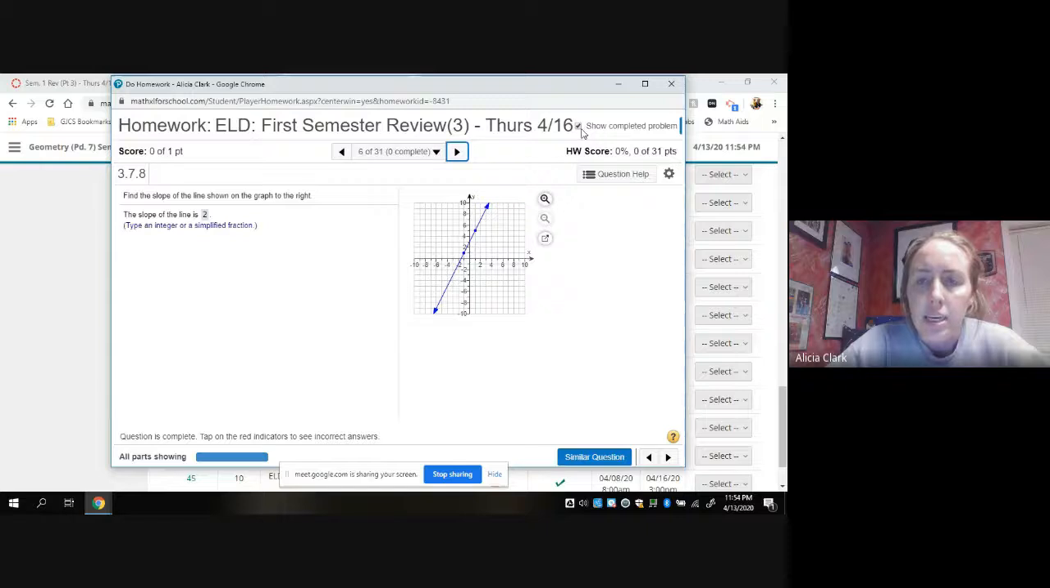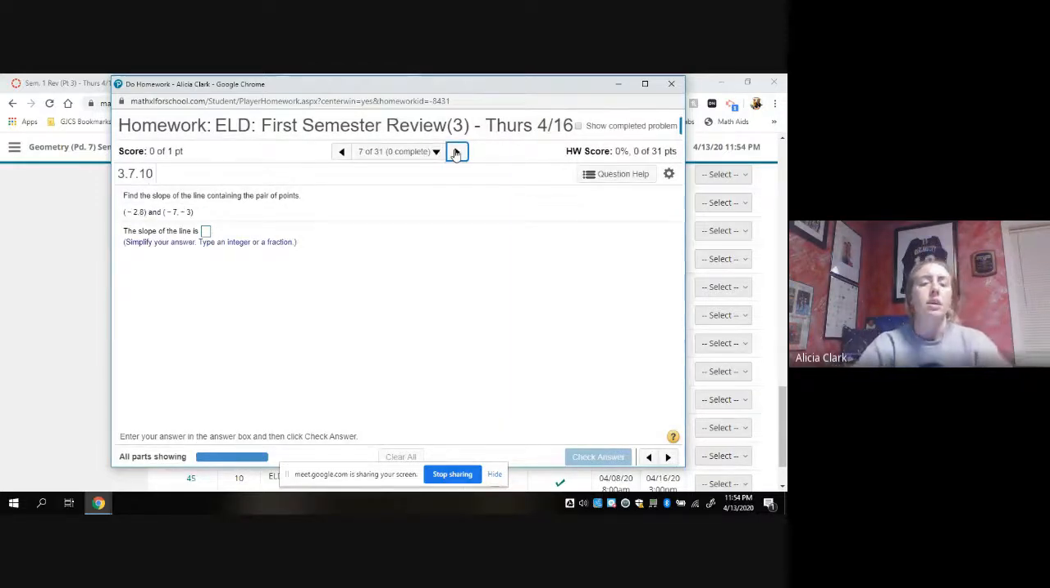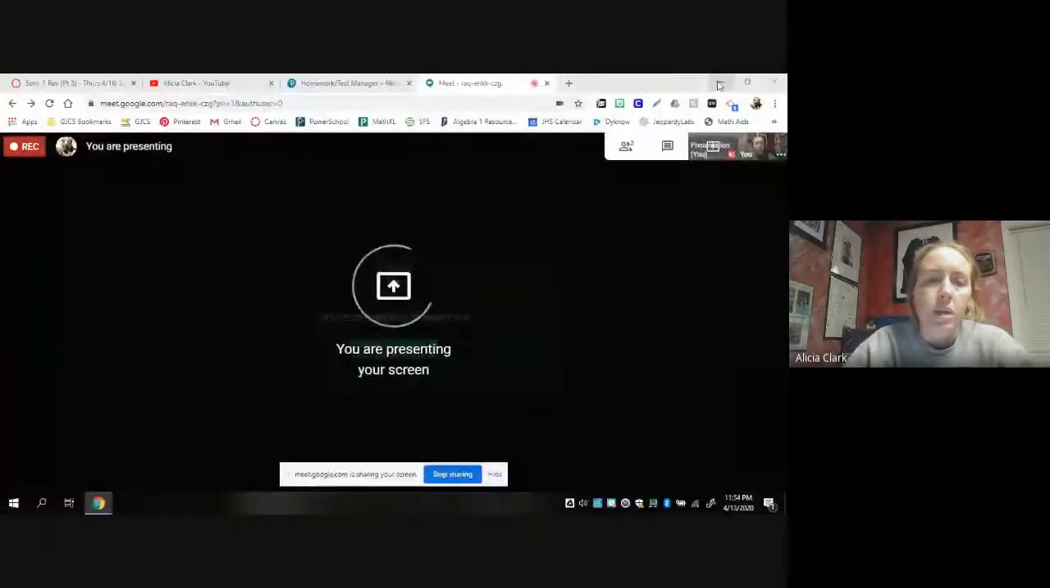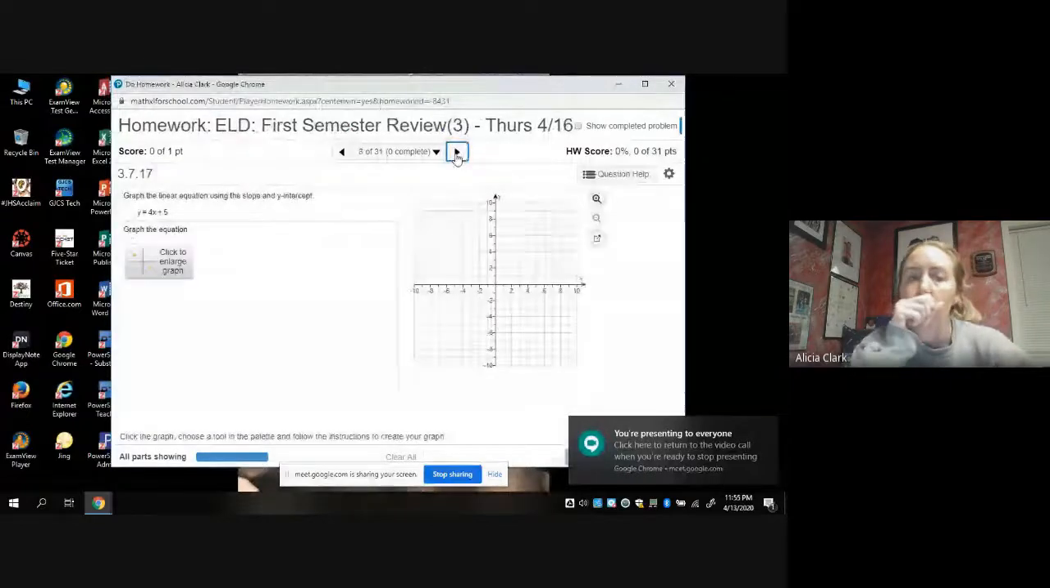Finding the slope of the line. Again, this is just counting between the spots on the graph. So how many did you rise? How many did you run? And tell me what the slope is. You're also going to have to know the slope formula, which is y2 minus y1 over x2 minus x1. I do have that written here for you guys if you didn't know. That is this one right here. Anytime it asks for the slope of 2 points, you're going to need the slope formula, which is that one. So you're going to need that for that question there.